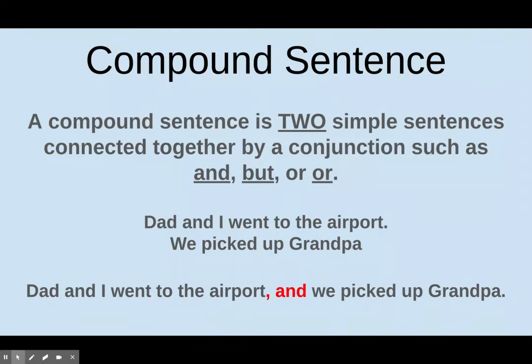Now we can take them and we can hook them with a conjunction. And because they're similar, because you're going to the airport and you're picking up Grandpa, they're not different ideas. They are not a choice either. You're going to use the conjunction of and. And remember that before the conjunction is a comma. Dad and I went to the airport, comma, and we picked up Grandpa.